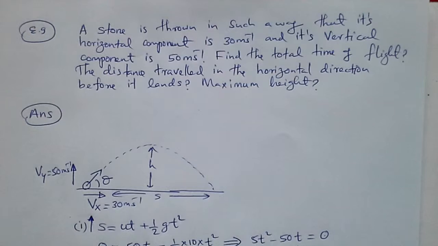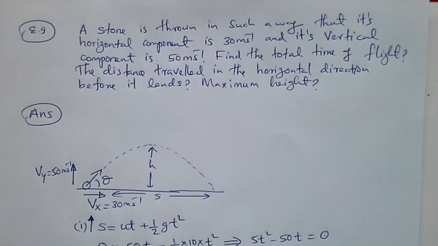So in the last two tutorials we discussed how to show a projectile follows a parabolic path. Right. So this time we are going to solve a simple problem. So this time the problem is like this.